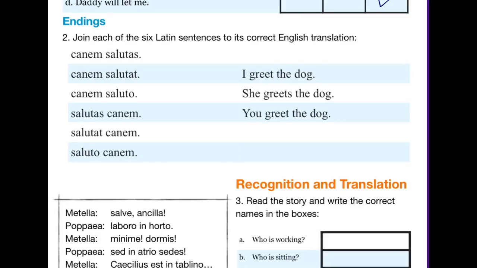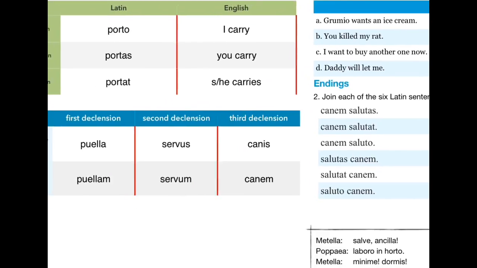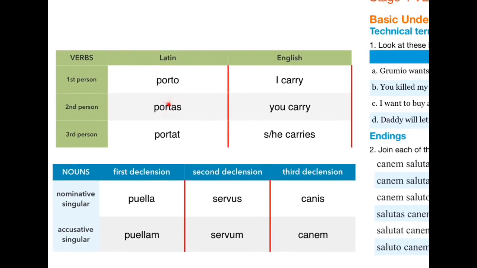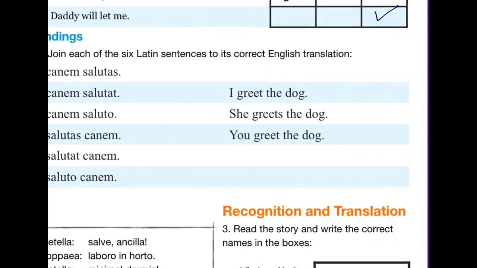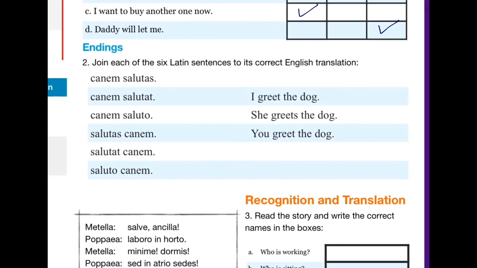Question 2 just sees whether you can translate the different endings, S, T, O, and ignore the word order. That's why the same thing is repeated in a different order. So you may remember from over here that the O on the end means I, the S means you, and the T means he or she. So let's go back over here, and it should be really easy now.